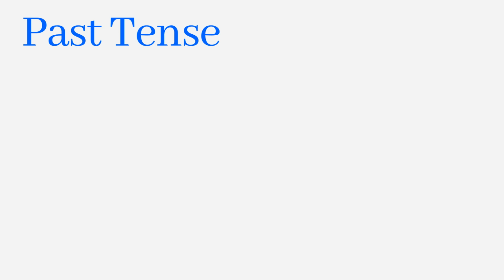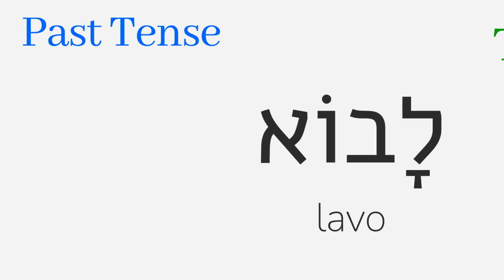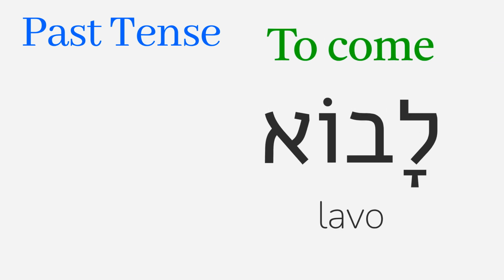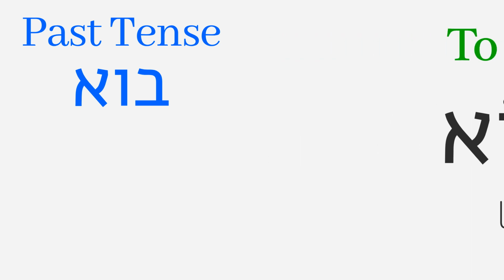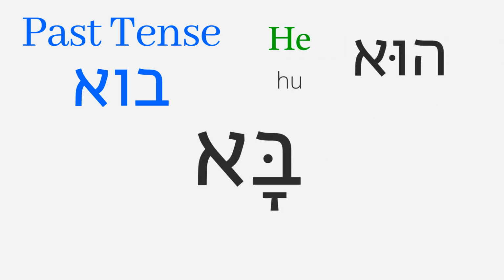Let's make the past tense of the verb lavo, to come, which is from the root beit vav aleph, a hollow root. The hu form of the past tense of hollow roots is made with the first letter of the root with a kamatz and the third letter of the root, with no second letter of the root. This means he came in Hebrew is ba.